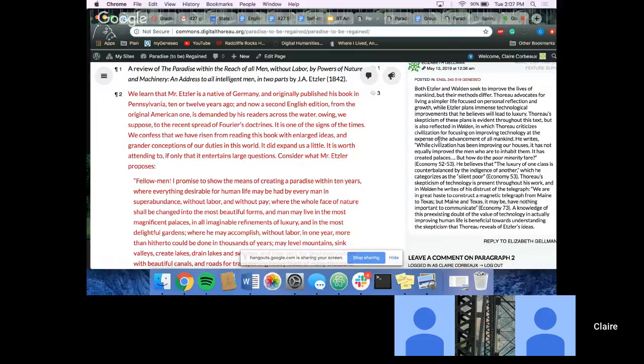Yeah, and I was connecting with Walden as well. So the idea that Etzler's proposing all of these mechanisms that will not only eliminate the need for labor from the human experience, but also turn nature into controlled palaces and gardens, he calls it.